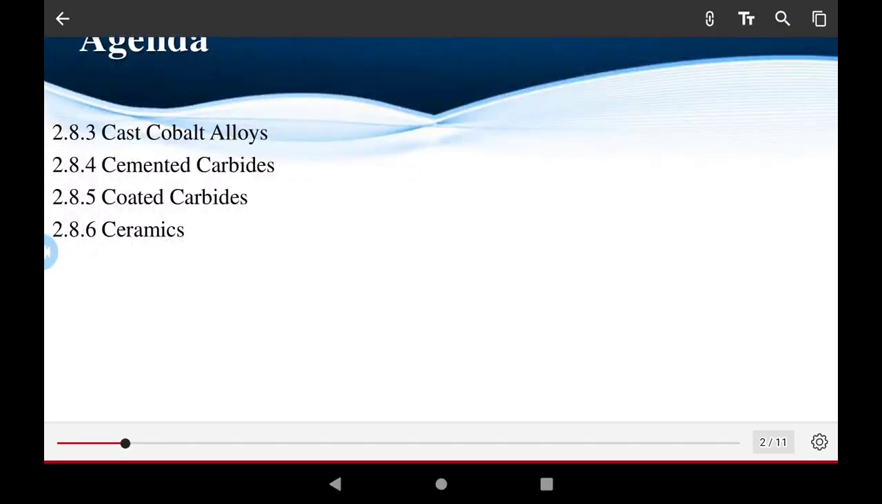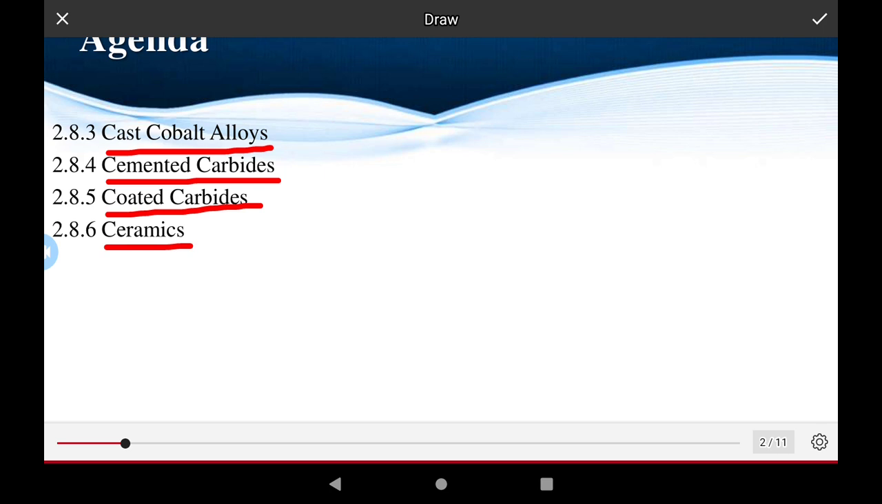Agenda for today's video: cast cobalt alloy, cemented carbide, and coated carbides and ceramics. These are the materials presented in this video in detail.